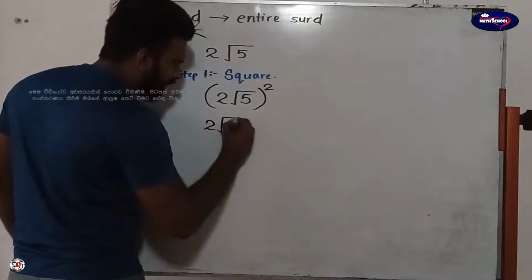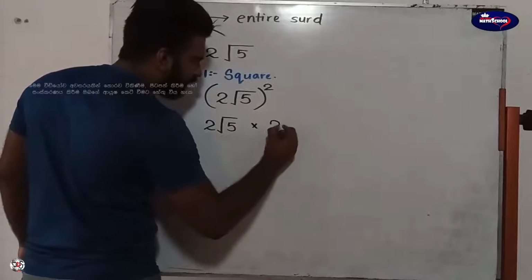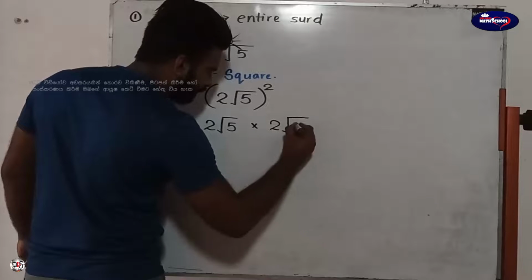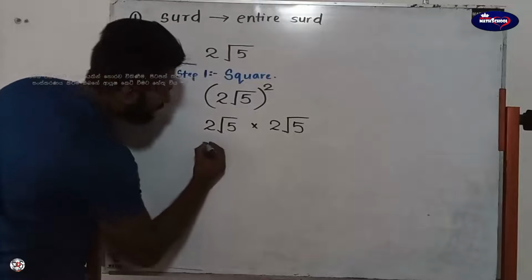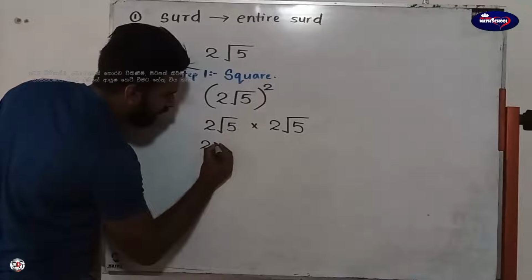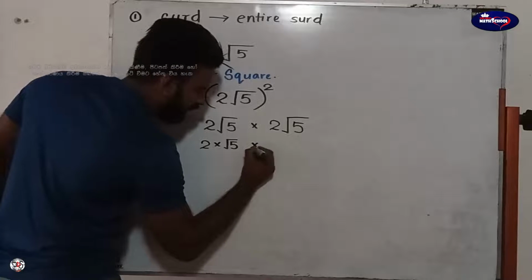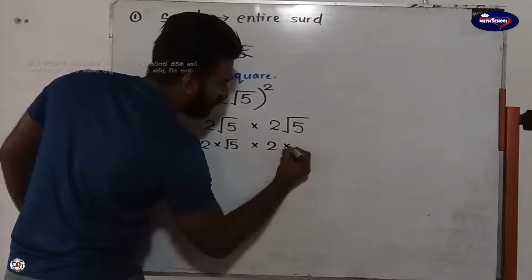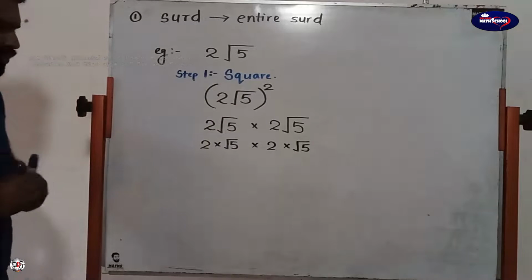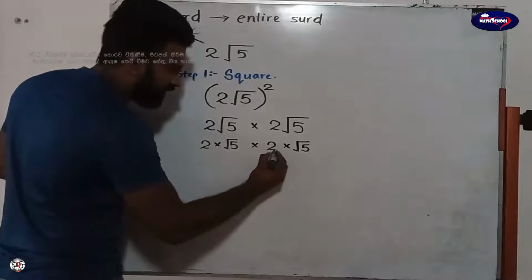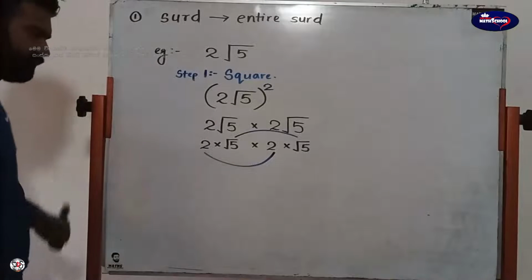Same thing. We are multiplying by the same thing. 2 into square root of 5 multiplied by 2 into square root of 5. Okay. If you separate these, 2 into square root of 5 is there, again into 2 into square root of 5 is there. Right? So now we can connect the 2 rational numbers together and the 2 irrational numbers together.